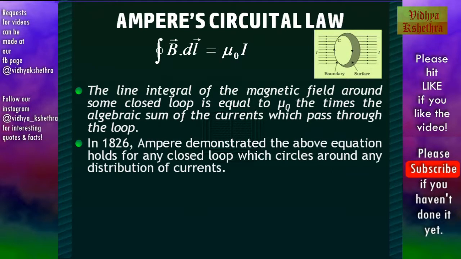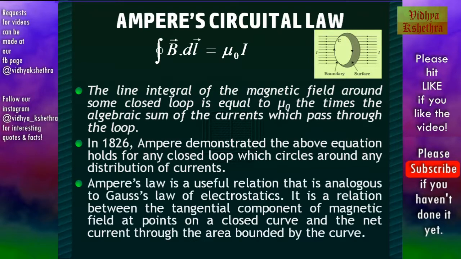In 1826, Ampere demonstrated the above equation holds for any closed loop which circles around any distribution of currents. Ampere's law is a useful relation that is analogous to Gauss's law of electrostatics. It is a relation between the tangential component of magnetic field at points on a closed curve and the net current through the area bounded by the curve.